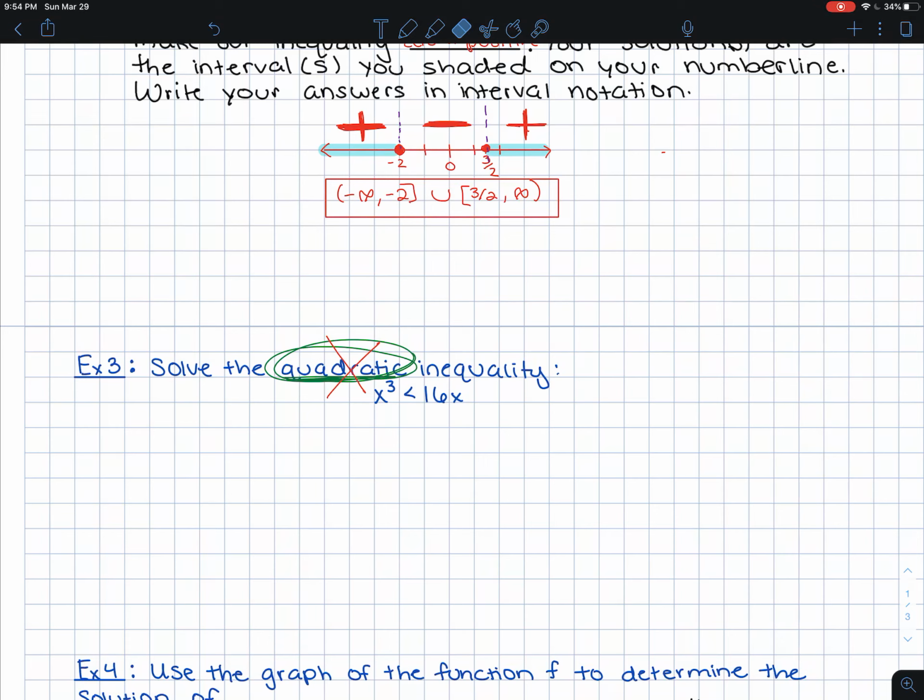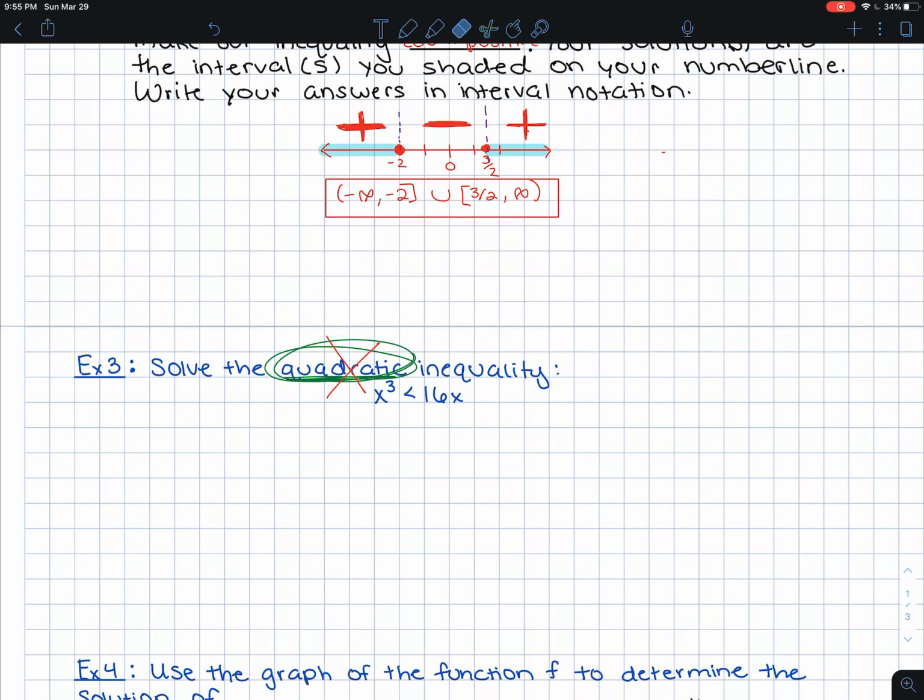Section 2.5, Inequalities Involving Quadratics, Part 2. Let's take a look at example 3. And I want you to note that I have solved the quadratic inequality, and this is a little bit misleading because this is not really a quadratic inequality. This is a cubic. But when we factor out the GCF, we'll get one of the factors to be a quadratic. So let's go ahead and do this problem.